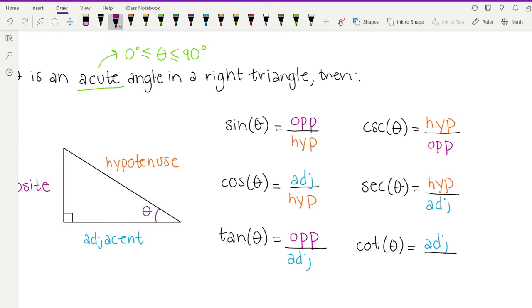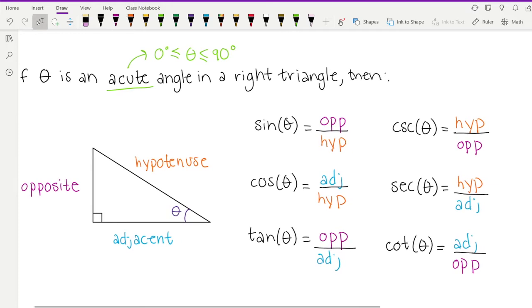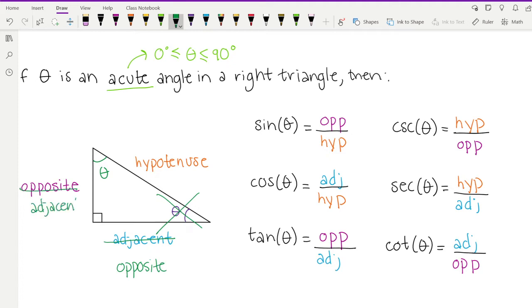Okay, so I want to get into an example pretty soon, but there's one quick thing I just want to mention. So notice that all of these sides are being labeled relative to theta. So for example, if I were to make theta be a different angle in this same triangle, so let's say that I instead wanted theta to be this angle. If I decided to label this angle as theta, well then this side would become the opposite and this side would become the adjacent, right? Because now theta is across from this side and it's next to the other side.